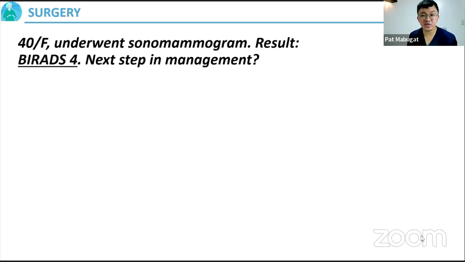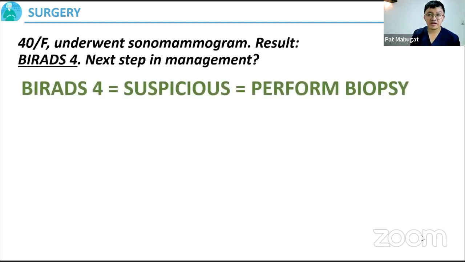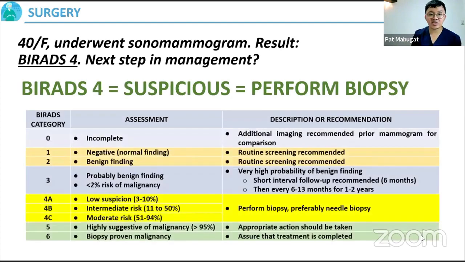Next, 40-year-old female underwent sonomammogram, result BI-RADS 4. What's the next step in management? So for BI-RADS 4, this is actually suspicious for malignancy. What you do is you perform biopsy. The BI-RADS scoring system is used to identify patients with breast imaging, whether ultrasound or mammogram, and correlate it into the risk of developing a malignancy so that you can form a management plan later on.